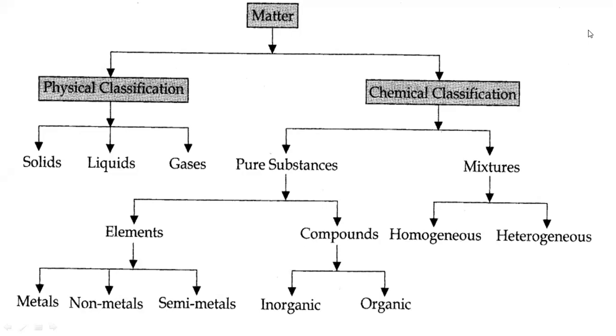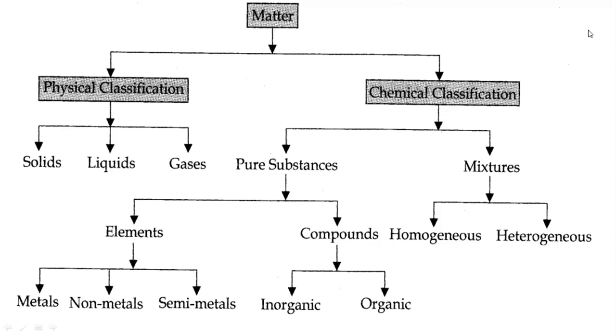Under physical classification, we have states of matter: solids, liquids and gases. Apart from that, we have discussed plasma and Bose-Einstein condensate. Chemical classification is classified into two types: pure substances and mixtures. Under mixtures, we have homogeneous mixtures and heterogeneous mixtures. And under pure substances, there are elements and compounds.